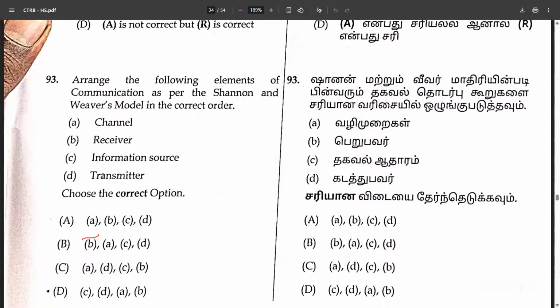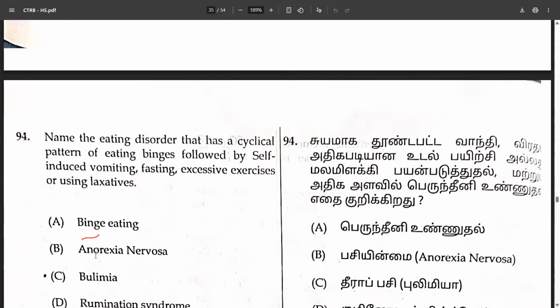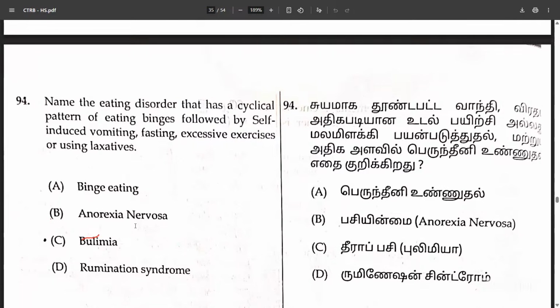Coming to the 93rd question, which is to arrange the following elements of communication as per Shannon and Weaver's model: channel, receiver, information source, and transmitter. We know the first thing will be the information source, so D, then there will be a transmitter, then a channel, and at the end we'll have the receiver. So option D is the correct answer. The 94th question is: name the eating disorder that has a cyclic pattern of binge eating followed by self-induced vomiting, fasting, excessive exercise, or using laxatives. So this is bulimia. This is a basic characteristic of bulimia.